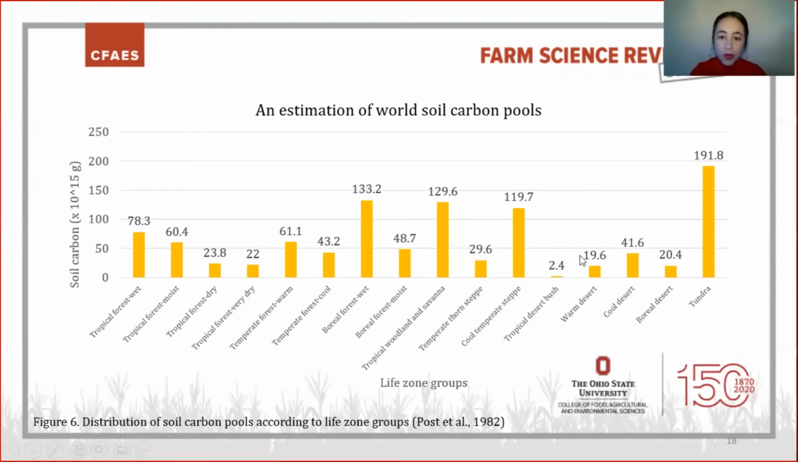And then if we can also notice here, the tropical desert brush has the lowest amount of carbon because of that. It's dry and there's not really a lot of humidity, so there are not the favorable conditions for the microbes to be functioning properly. And also there's not a lot of plant litter being produced.